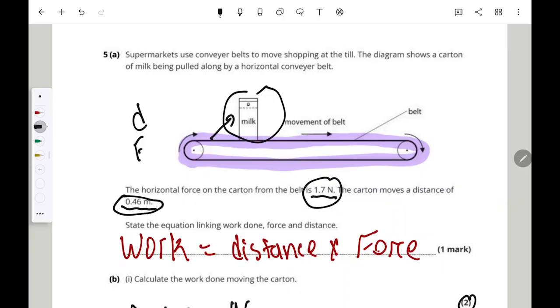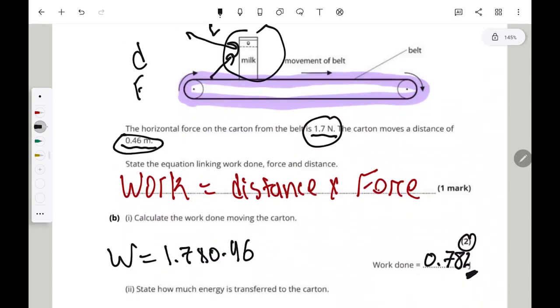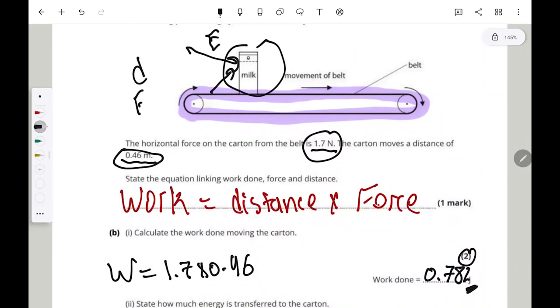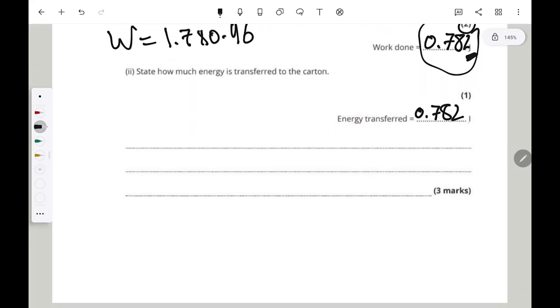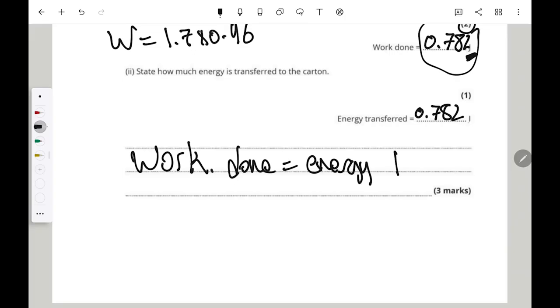The milk carton is just chilling, but there is something pushing it. So it feels like there is an energy being applied on it that makes it move. Now, what's the energy being applied on it? It's the same as the work done by the belt, since the belt is the only thing moving it. We calculated the work done by the belt to be 0.782. So the energy transferred to the carton is also going to be 0.782, according to the exact same rule that we agreed on, that the work done is always the same as the energy transferred.